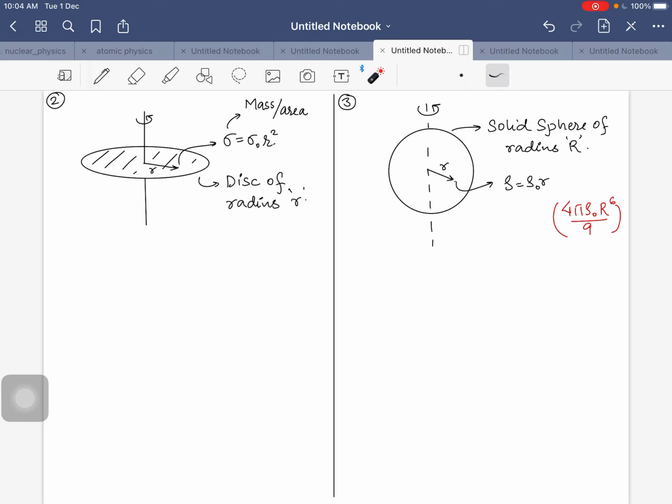Here what is happening? If r is changing, means if you move to the circumference, r will be capital R, so it will be capital R square. At exactly r equals R by 2, it will be R by 2 square. So mass per unit area is changing now. It means again if you move to the outer surface, it will be more dense and the inner will be lighter.